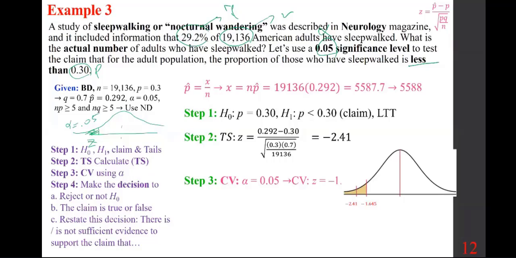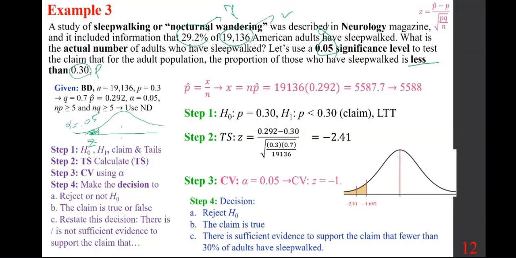When H0 is rejected, H1 is accepted. That means the claim is accepted. That means the claim is true. Here's the decision: reject H0. The claim is true. There is sufficient evidence to support the claim that fewer than 30% of adults have sleepwalked.